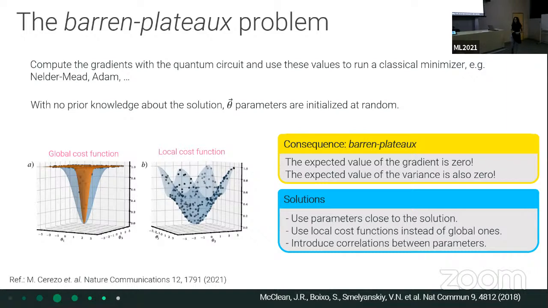Depending on your problem, it's not the ground state. I'm sorry, I keep repeating ground state sometimes, but what I mean is any function that can be encoded into a Hamiltonian or operational form. So for VQE it is the Hamiltonian, so you are minimizing the ground state.